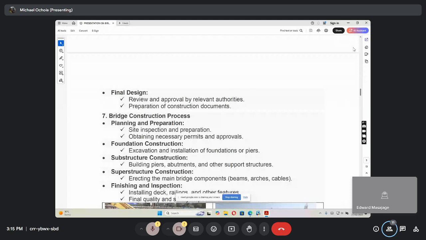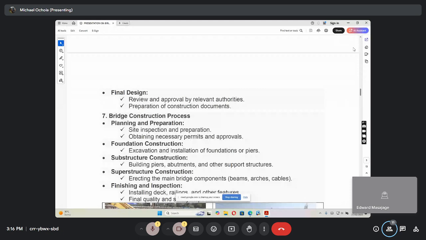Number 7 is the bridge construction process: planning and preparation, site inspection and preparation. That one assumes the design has been done, procurement has happened, they've gotten a contractor, and the contract has been signed. It is time for the construction manager to take the lead and start managing the project. Some of you may not work in the bridge design office; you will be a project manager. And this is where it matters.